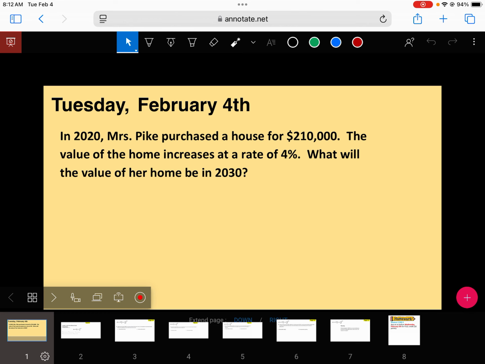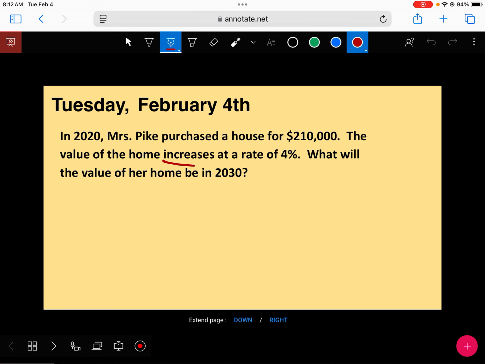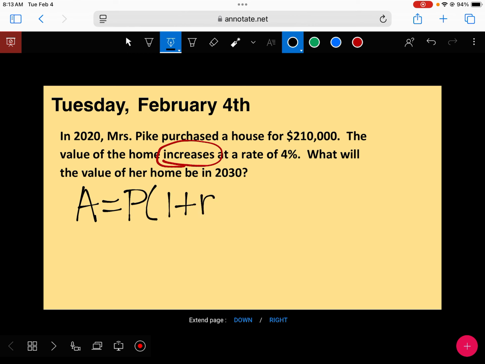So in 2020, Mrs. Pike purchased a house for $210,000. The value of the home, circle this word, this is important, it increases at a rate of 4%. What will the value of her home be in 2030? All right, so because it's increasing, this is the formula we're working with. Increases, we use addition.